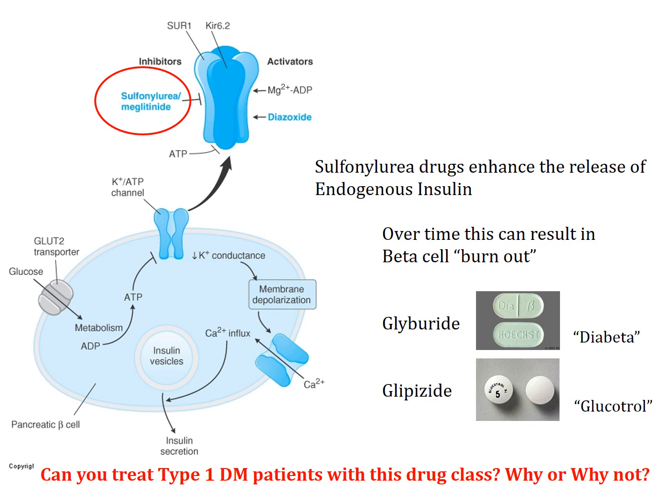Over time, you can burn your pancreas out, right? So these are good for a while. And there was a point where these were the only drugs available for type 2 diabetes. So they work, they help the person release more insulin, but they can result in beta islet cell burnout. Okay, now I gave the answer away, but think about it. Can you treat type 1 diabetic patients with this drug class? Why or why not? Post your answer on Blackboard. I kind of gave it away, but think about that. Very important point. Can you use this drug class in type 1 or not?